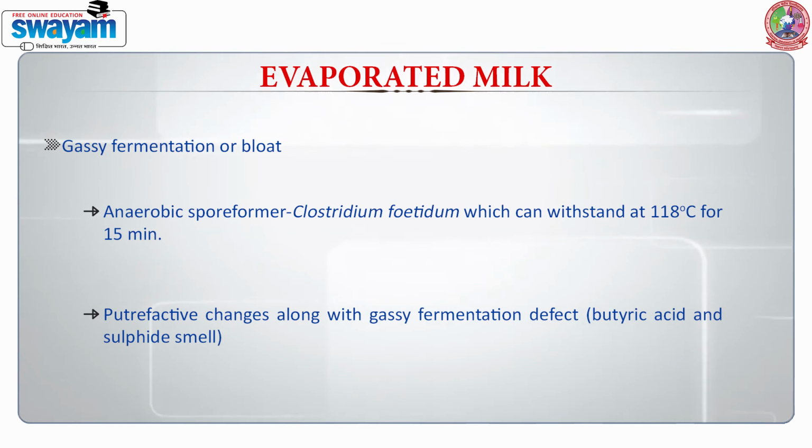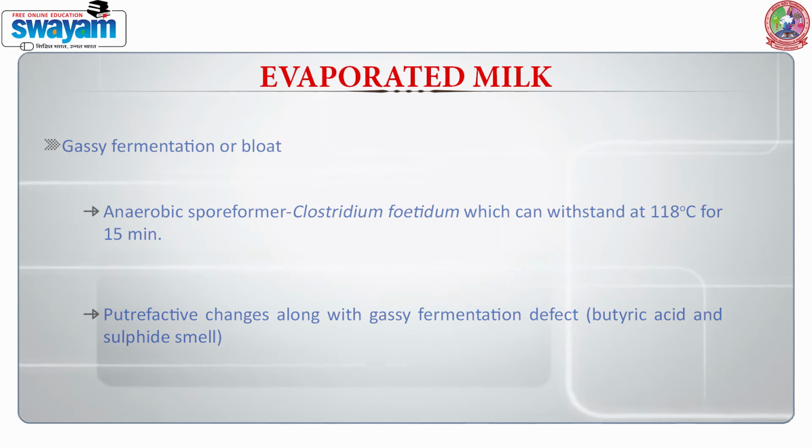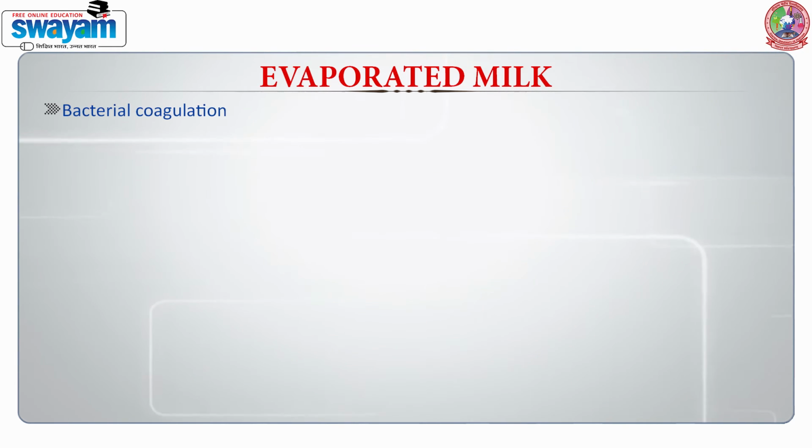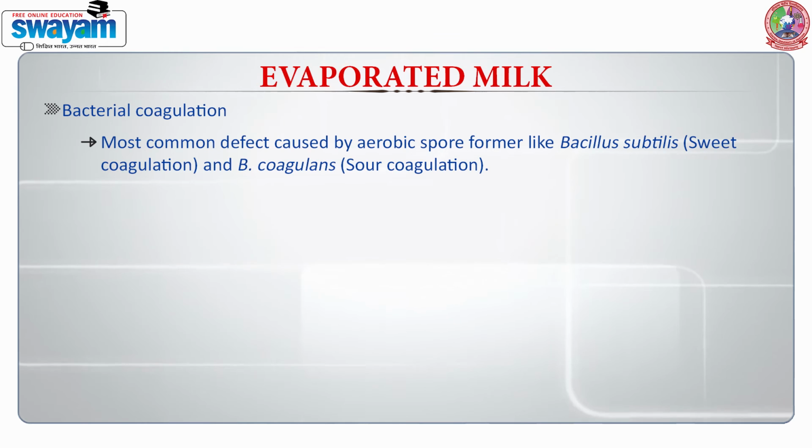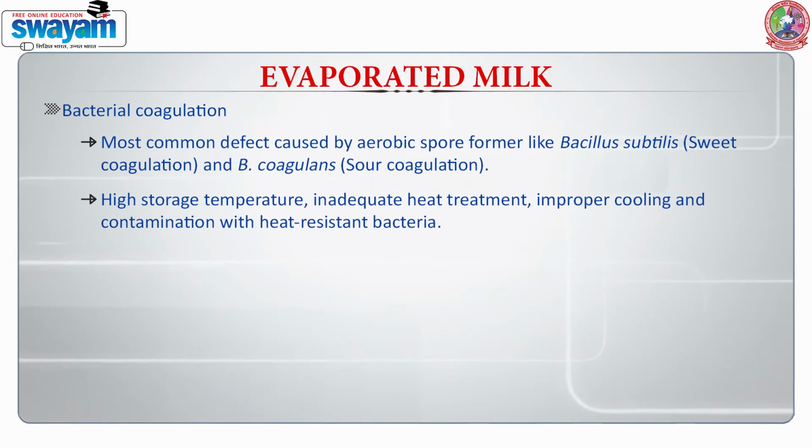The other defect which is associated with evaporated milk, EVM, is bacterial coagulation. This is caused by the aerobic spore formers like Bacillus subtilis. When Bacillus subtilis is involved, this is known as sweet coagulation, as no acid is produced. But when Bacillus coagulans is involved, there is a production of acid, and this is also known as sour coagulation. This usually takes place due to high storage temperature, inadequate heat treatment, improper cooling, and contamination with heat resistant bacteria.